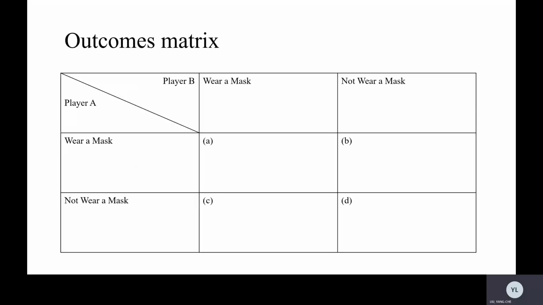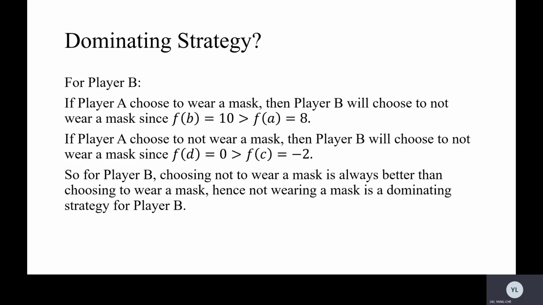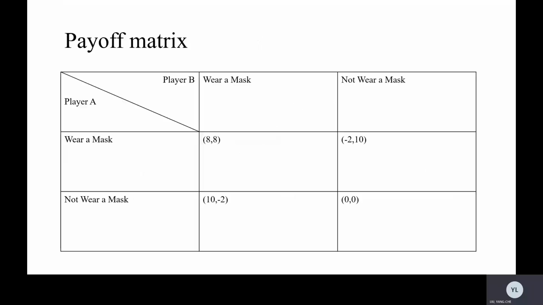So this is our outcome matrix. A, B, C, D are the possible outcomes that we mentioned before. And we can substitute the payoffs that we defined into the matrix to produce a payoff matrix. So this is our payoff matrix. Now we can check whether there are dominating strategies. We start from player B. For player B, if player A chooses to wear a mask, then player B will choose not to wear a mask, since the payoff for not wearing is greater. It's clear to see from the payoff matrix.